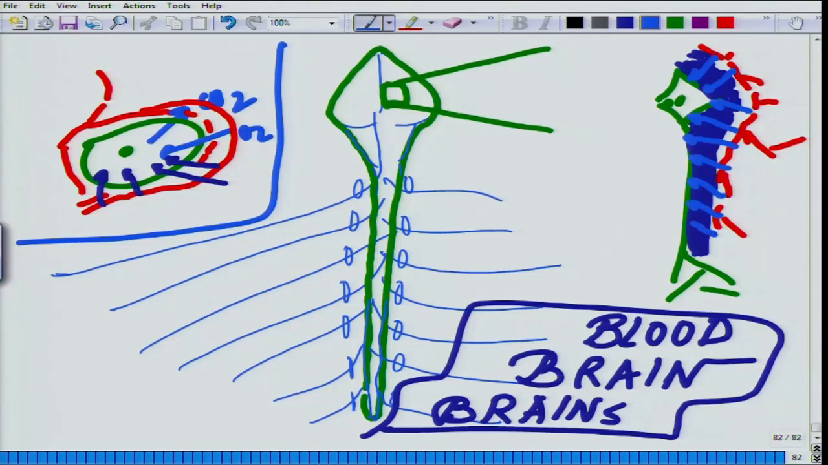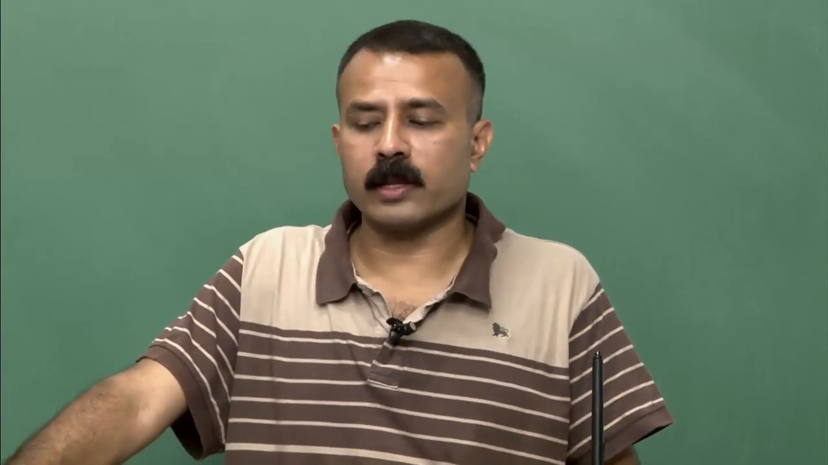And that is why there are very few drugs for the central nervous system, because the blood brain barrier ensures that your brain or the spinal cord or the central nervous system is not exposed to unnecessary molecules. It is very tightly regulated. It has to be absolutely ensured, and that is being done by this barrier.